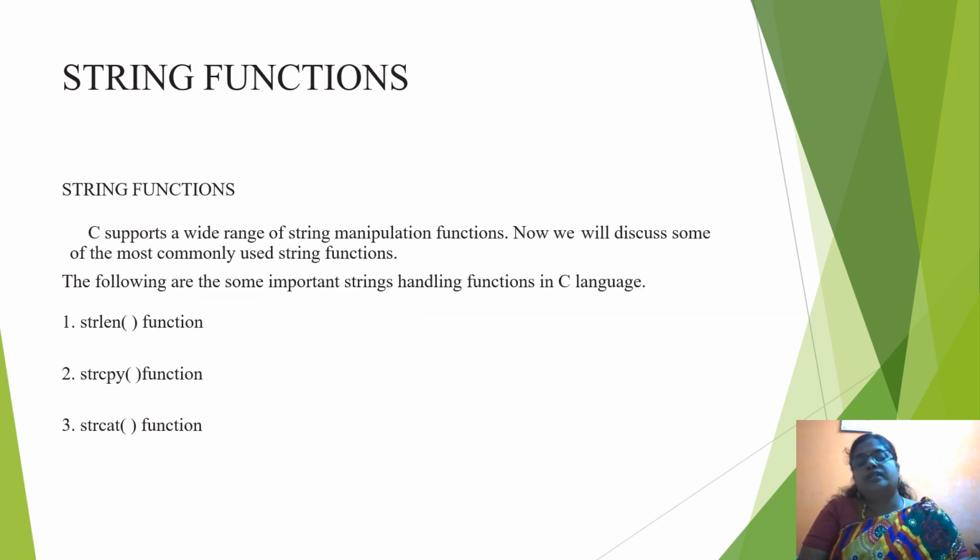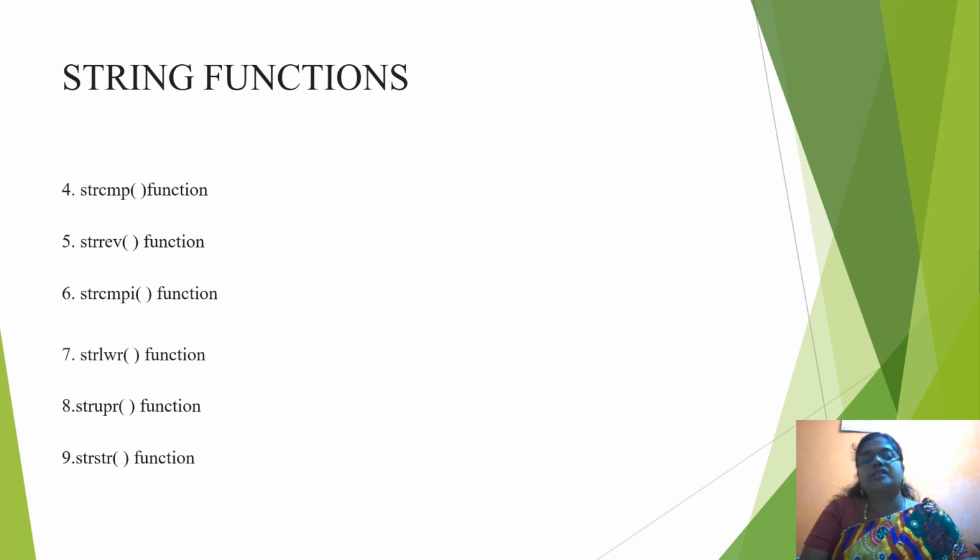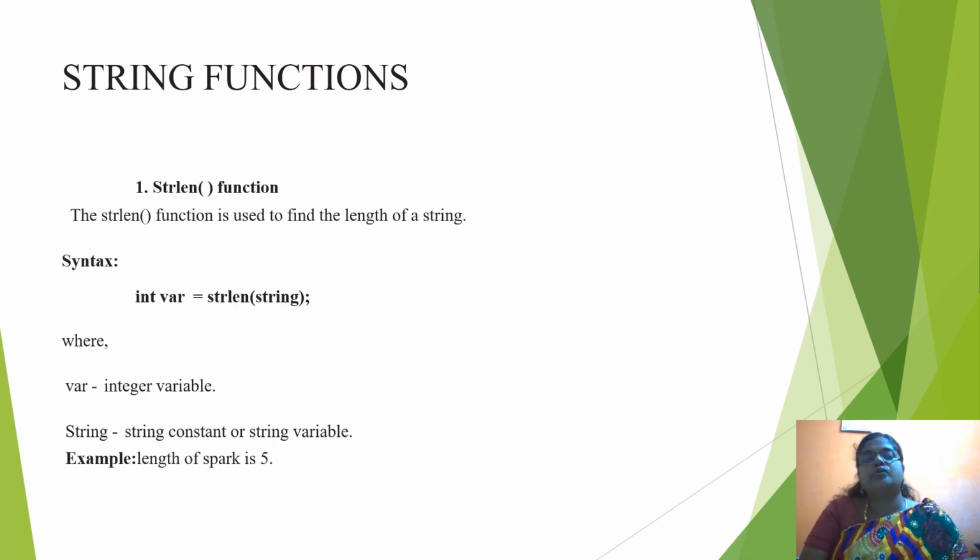Now we are going to discuss the standard string functions. String handling functions in C are the string length function, string copy function, string concatenation function, string comparison function, string reverse function, string lower function, string upper function, and string substring function. The string length function is used to find the length of the string: int var = strlen(string), where var is an integer variable and string is a string constant or string variable. Example: the length of the string spark is 5.